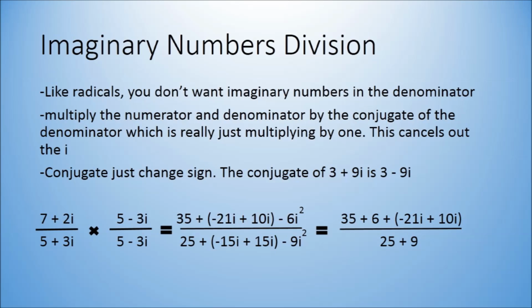And then for the top, you would just do a multiplication problem. And when you do it all out, you'll get 41 minus 11i all over 34.